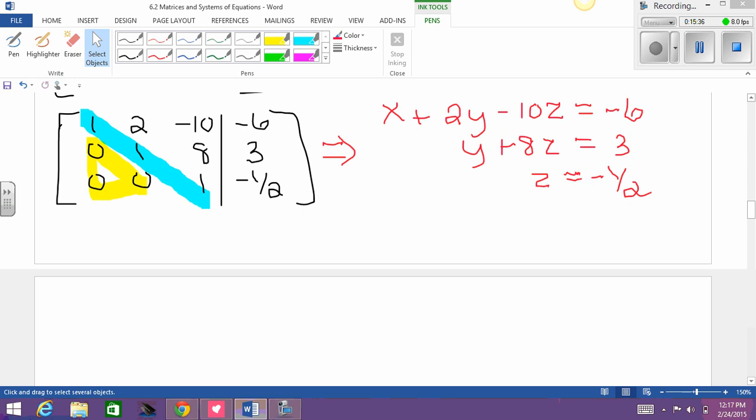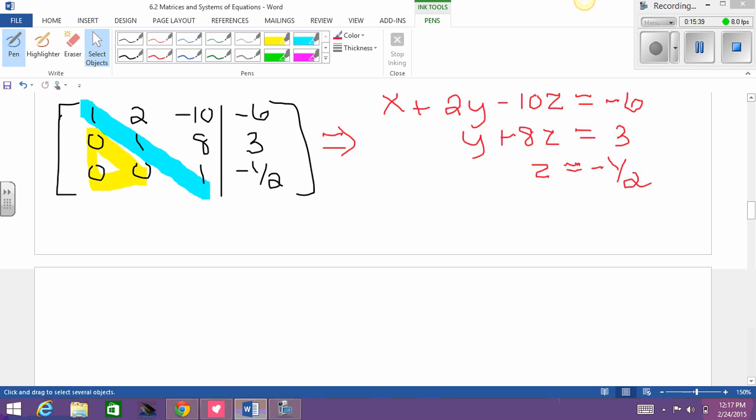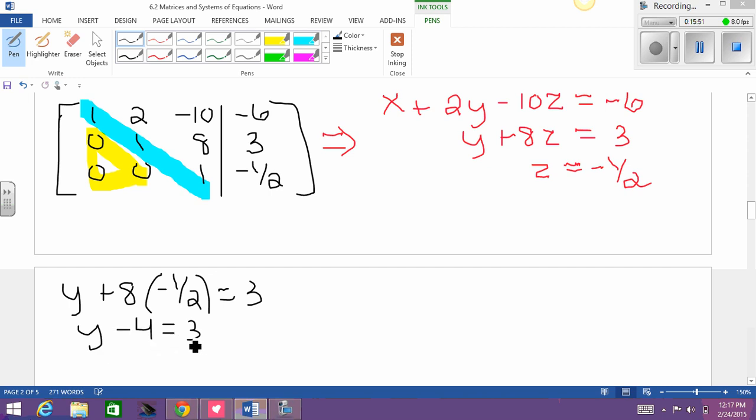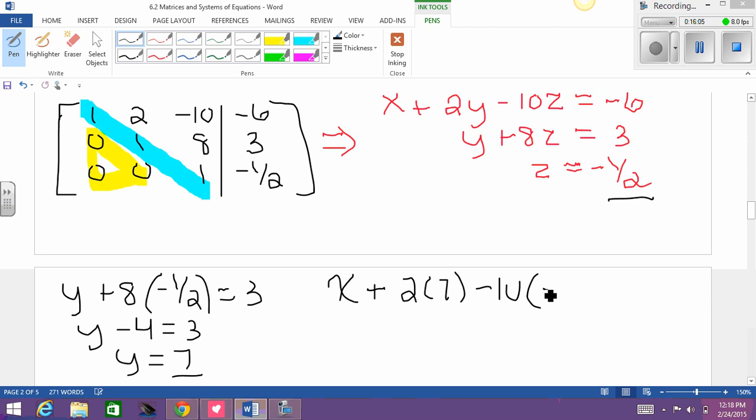So we know what z is. Because we have z, we can plug it back in. y plus 8 times negative 1/2 equals 3, or y minus 4 equals 3, y equals 7. So now we have z, we have y, and we need x. Plug it back into the equation above it. x plus 2 times 7 minus 10 times negative 1/2 equals negative 6. x plus 14 plus 5 equals negative 6.